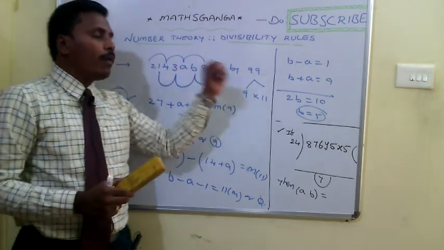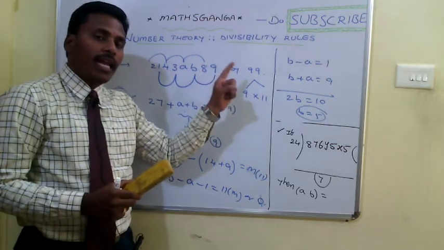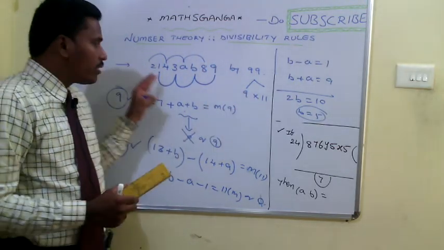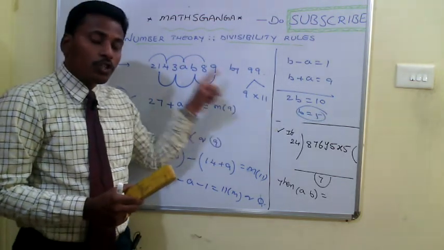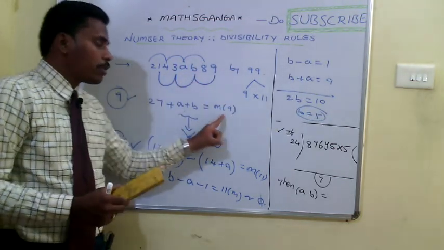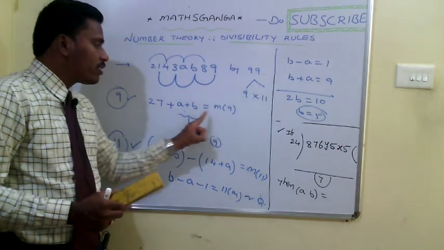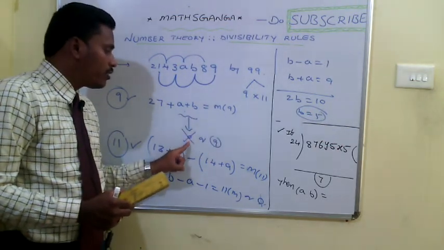Since this number is divisible by 99, the divisibility rule for 99 is 9 and 11. So this number should be divisible by 9 and 11. Since it is divisible by 9, the sum of the digits must be a multiple of 9, so A plus B is 0 or 9.